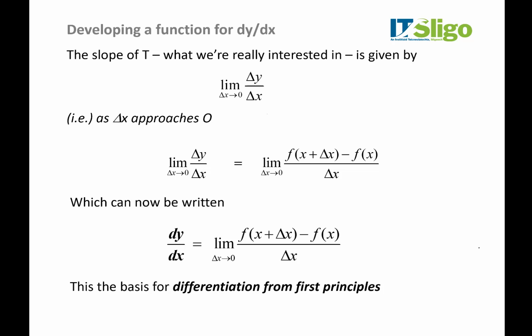So that, guys, is the basis of differentiation. We're looking to find the instantaneous slope at any point on a curve. And that's what this notation means.